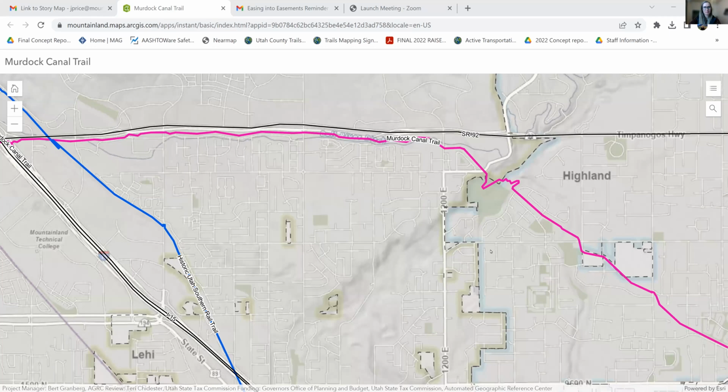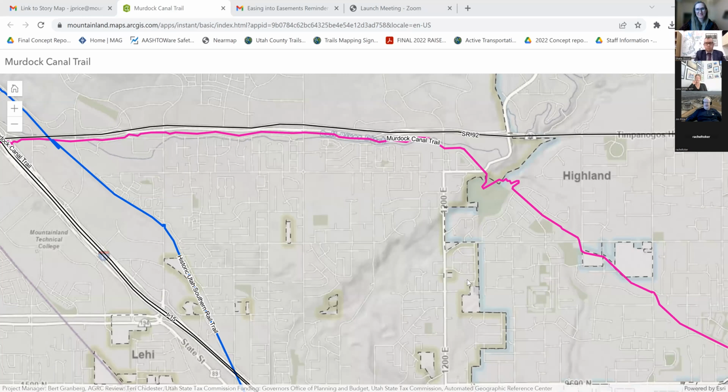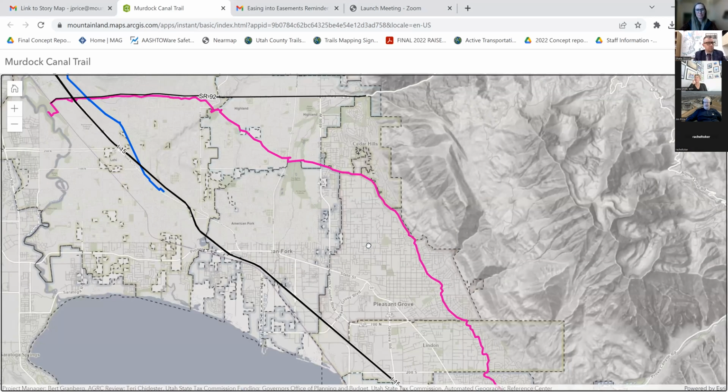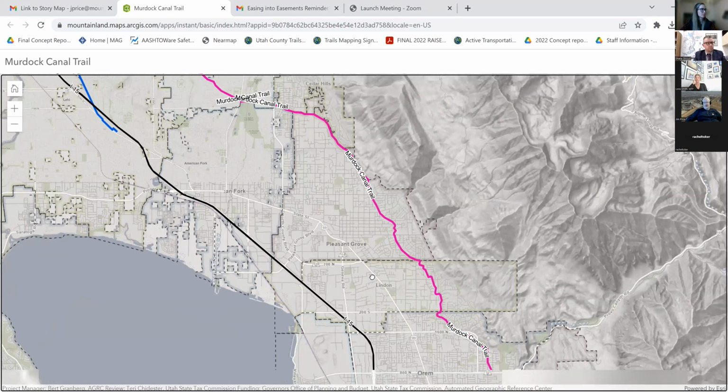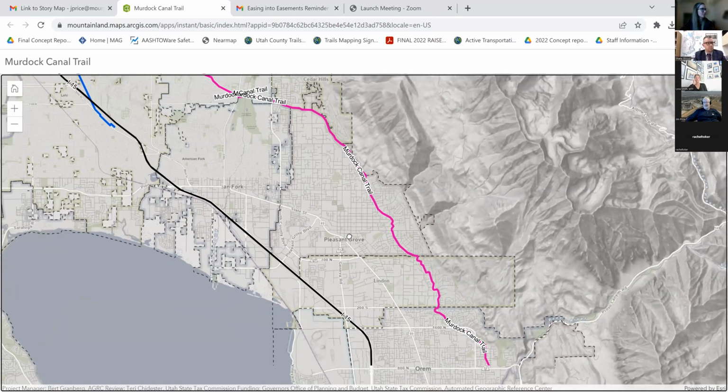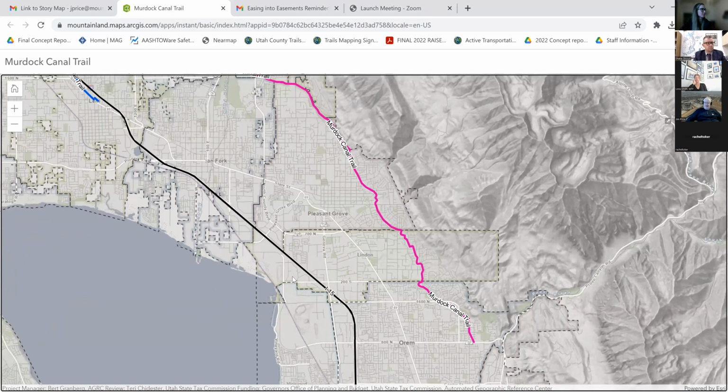Okay, so just a quick introduction. My name is Jim Price with Mountainlands Association of Governments in Orem, and we have been working on developing trail networks in Utah County for a long time. I've been doing this since 1999, since the last century. We're going to talk a little bit today about the Murdoch Canal Trail, and actually I'll throw a little curve in there, the Lehigh Rail Trail, as examples of many of these different options for gaining access to property to build a trail.